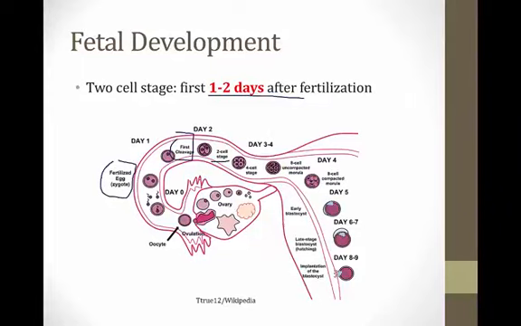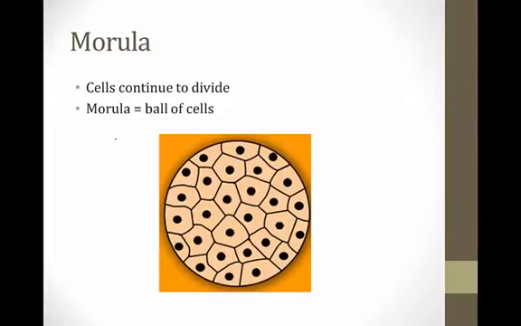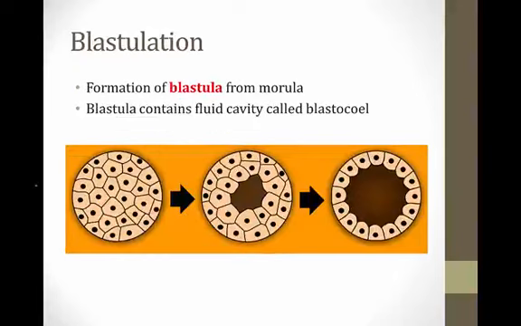the two-cell stage. After the two-cell stage, the developing embryo continues to undergo cellular division and it forms a structure called a morula. A morula means ball of cells, and this is what we call the embryo when it's in the stage where it's just a clump of cells stuck together. After morulation, the next step in development is called blastulation. This step involves formation of a structure called a blastula from the morula.